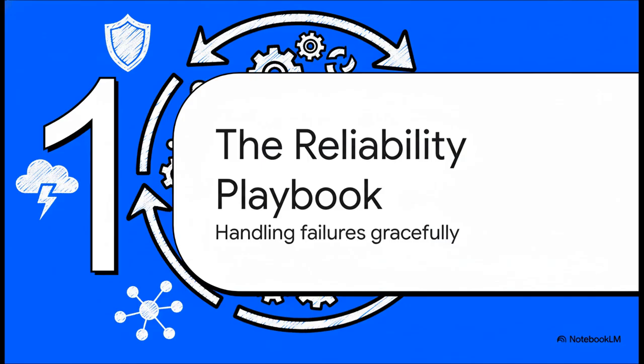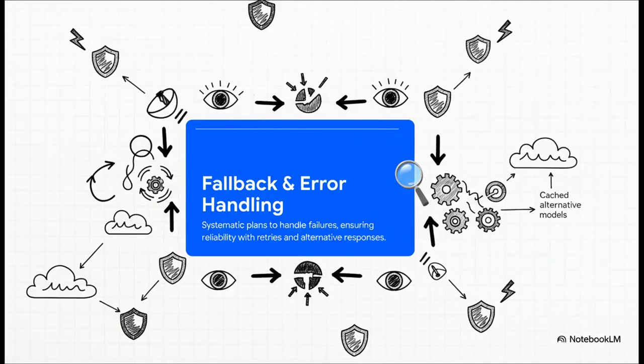This is our big mindset shift for today. We're moving away from the impossible goal of preventing every single failure, and instead, we're designing a system that can handle them gracefully when they inevitably happen. So, what's in this playbook? It all comes down to fallback and error handling. Think of it like having multiple layers of defense.